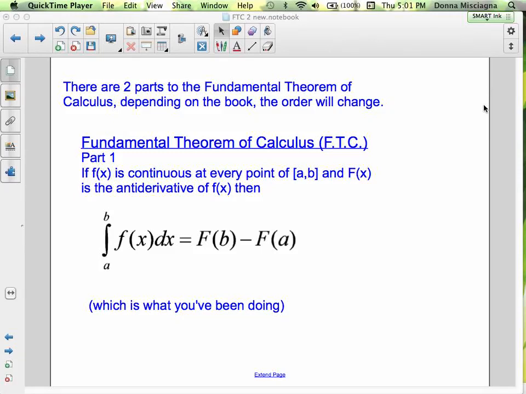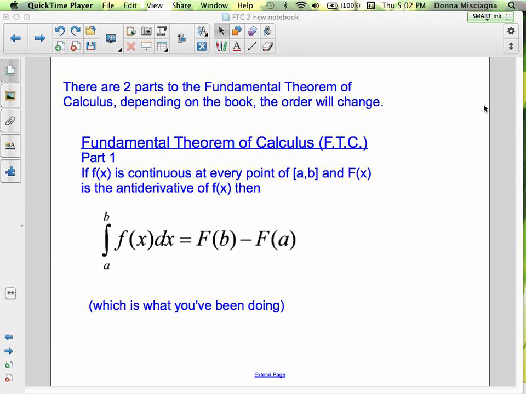So in conclusion, there are two parts to the fundamental theorem of calculus. Depending on the book, the order will change. We have part 1: if a function f of x is continuous at every point on [a, b], and capital F of x is the antiderivative of f of x, then this is the evaluation part. So we can find the area under the curve. We can evaluate the definite integral by integrating and evaluating, and that's what we've been doing for a while.